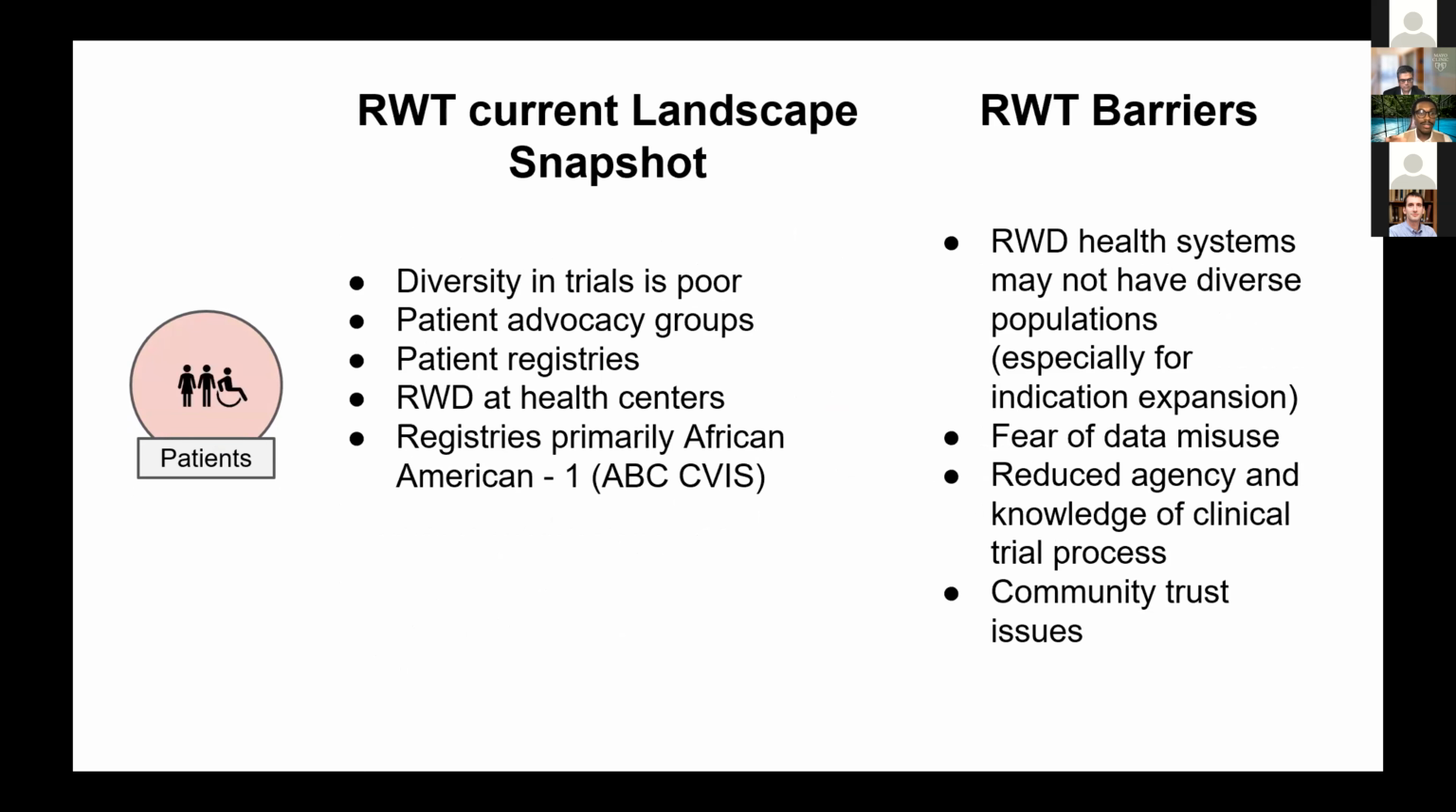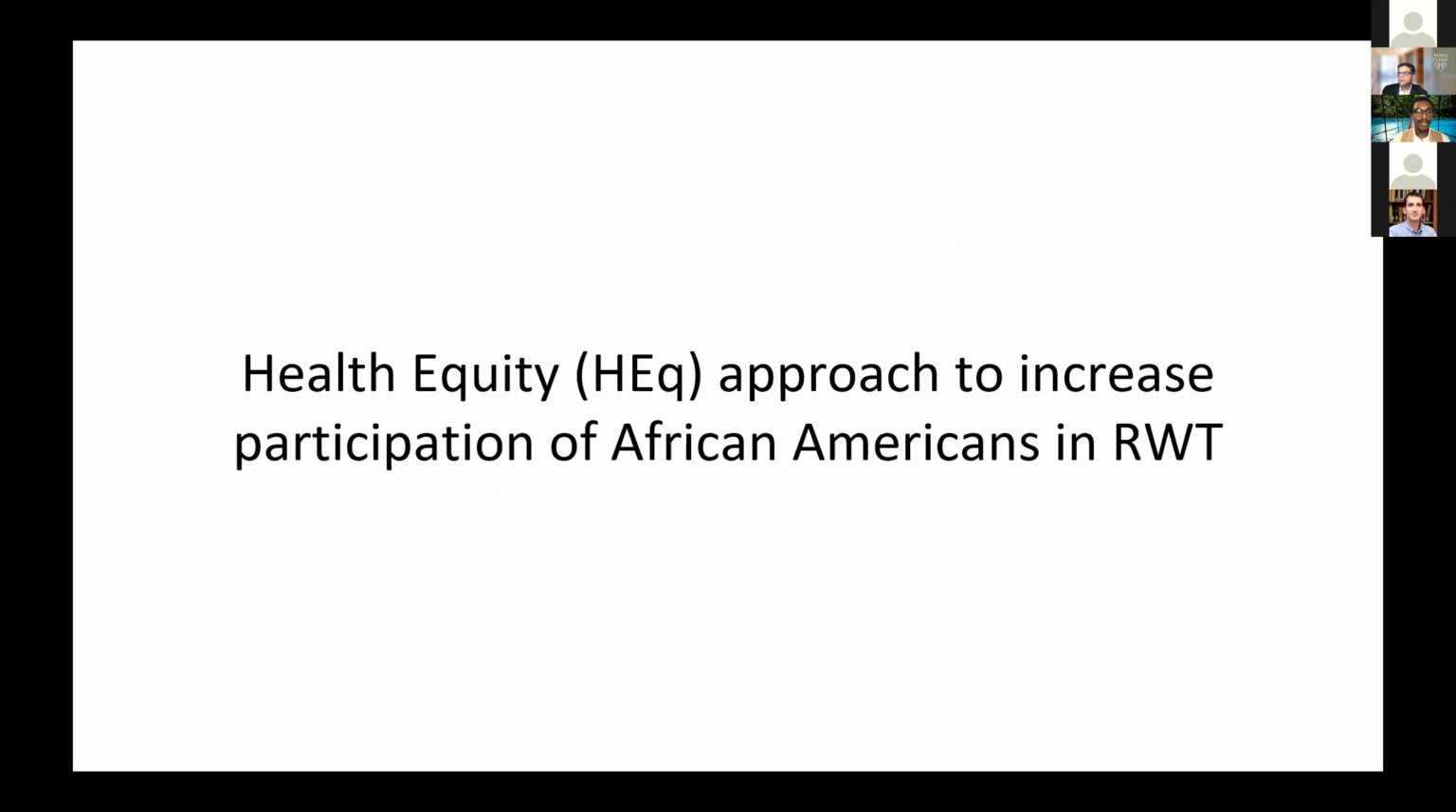And so under barriers, one of the biggest ones is around community trust issues and really trying to understand how sponsors and regulators build their trustworthiness for these populations. And as I mentioned before, making sure that those health systems that can house that real world data have diverse populations associated is going to be important. The next slide, please. So this is the lens that I'm adding to help us pump out these recommendations.